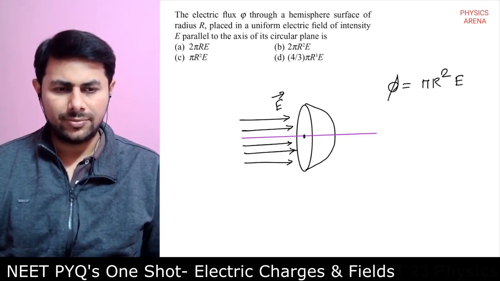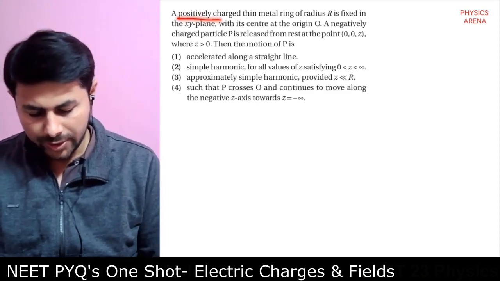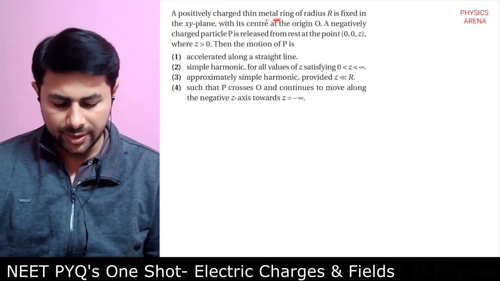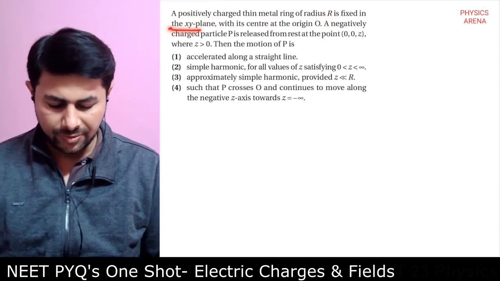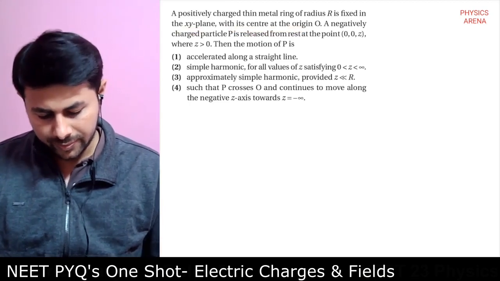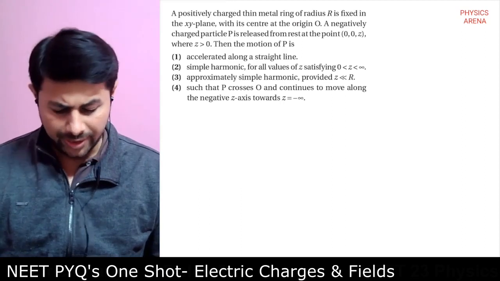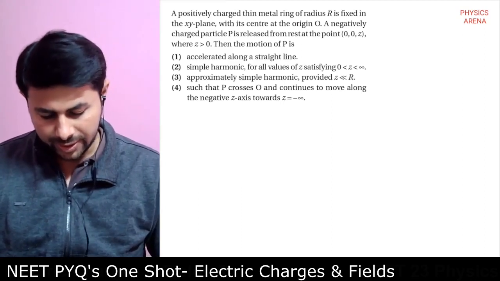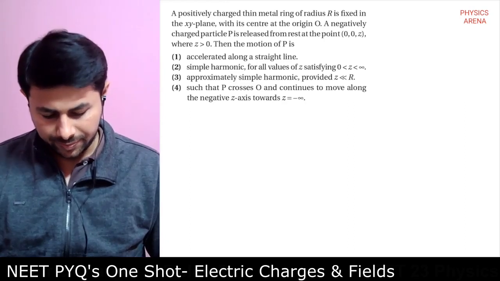Get it? Yes, no? Let's see the next question. A positively charged thin metal ring of radius r is fixed in the xy plane with its center at origin O. So we have a positively charged thin metal ring of radius r. It is fixed in the xy plane with its center at O.